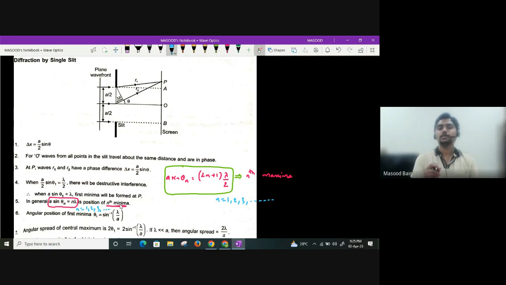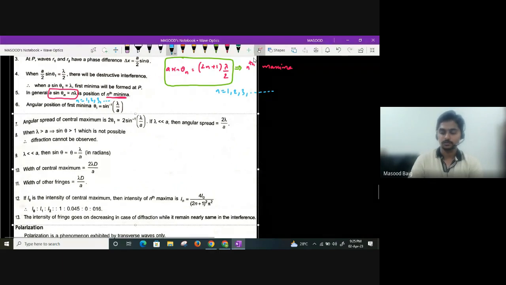So what is the condition for minima formation? a sine theta should be n lambda. What is the condition for maxima formation? a sine theta. a is nothing but the opening. You will have only a single slit, one slit only. In Young's double slit experiment, you will have 2 slits. So a is nothing but the width of the slit. It is similar to small d, guys. Okay. So a sine theta will be (2n plus 1) lambda divided by 2.